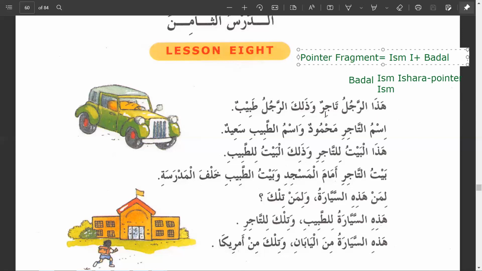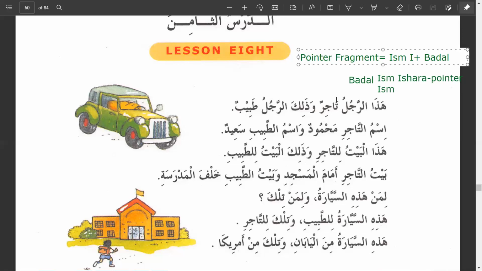So hadha rajulu, this man. Tajirun means trader, or businessman. So this man, trader. Does it seem a complete sentence? This man is a trader. Yes. This man is a trader, and it usually comes in the sentence in Arabic where there is a break in the chain.